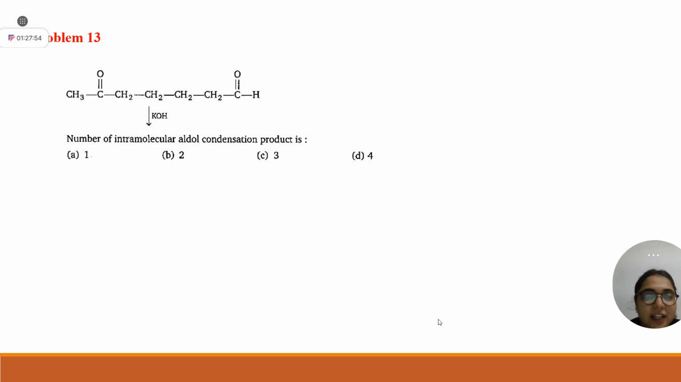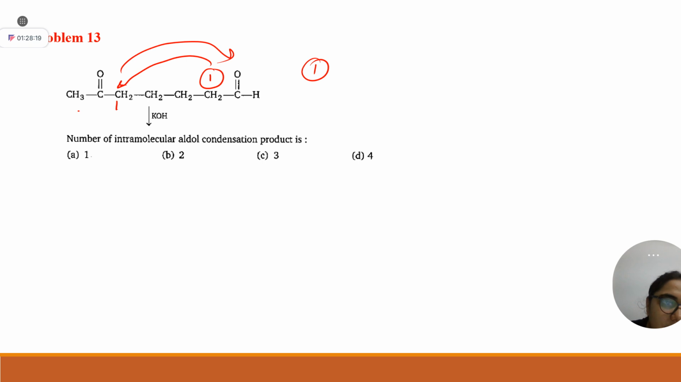So you will tell the number of intramolecular aldol reaction products possible. They are asking about possibility, okay? One possibility is this: abstract the proton from here, attack here. Only one possibility. Another possibility is this: abstract the proton and attack here. This proton can be abstracted and attack here. So in total, three possibilities are there. Are you with me?